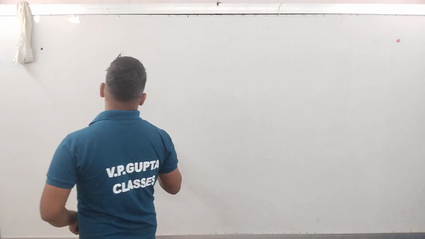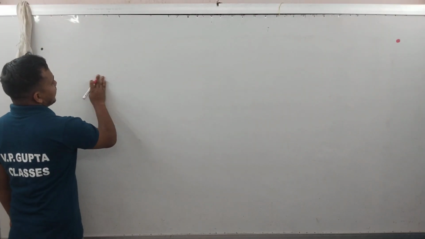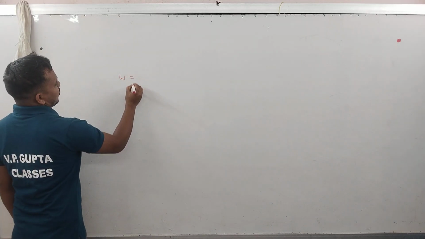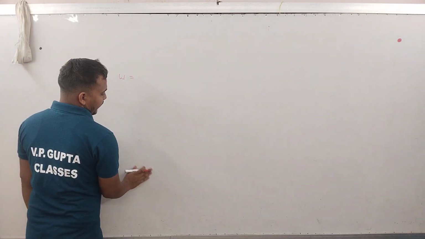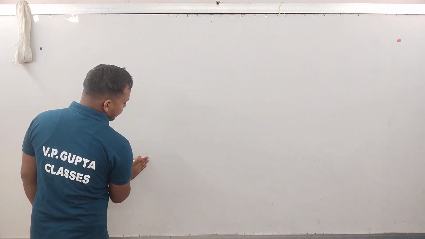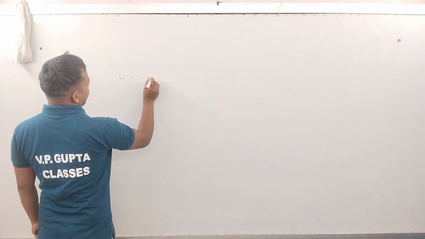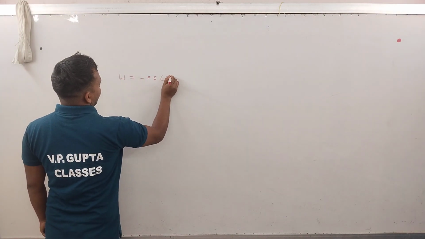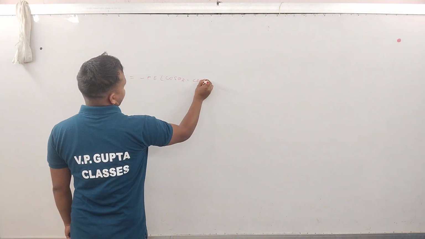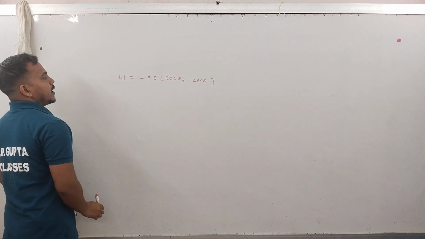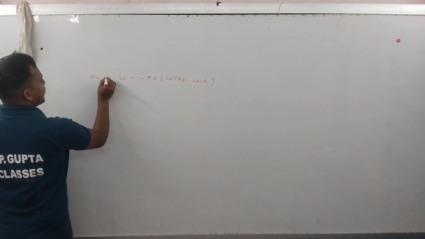In our expressions, the work done by the external torque acting on the electric dipole from angle theta 2 to theta 1 is equal to minus PE (cos theta 2 minus cos theta 1). And this is the change in potential energy.